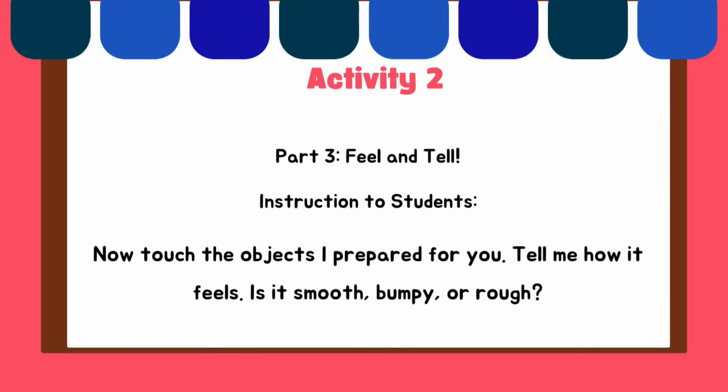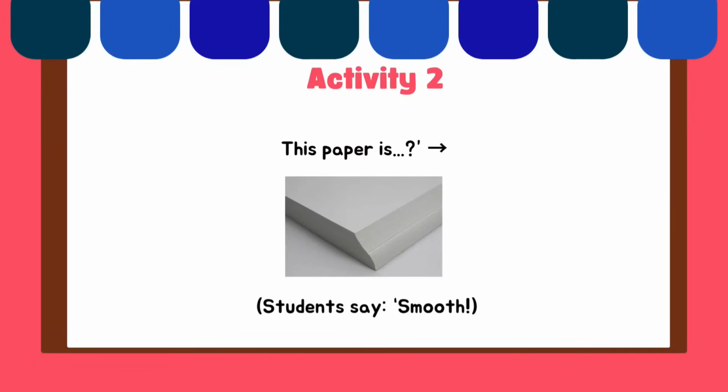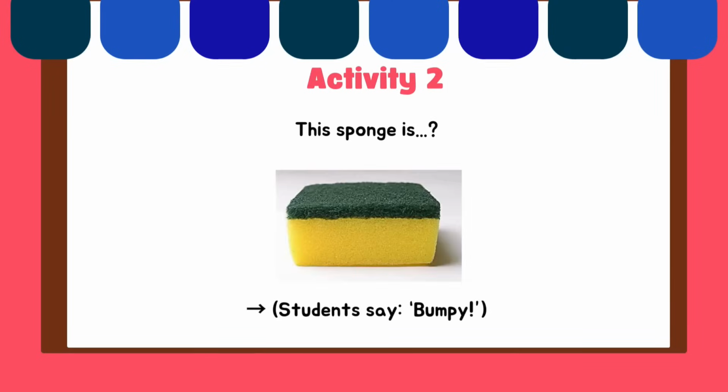Now touch the objects I prepared for you. Tell me how it feels. Is it smooth, bumpy, or rough? This paper is smooth. This sponge is bumpy.